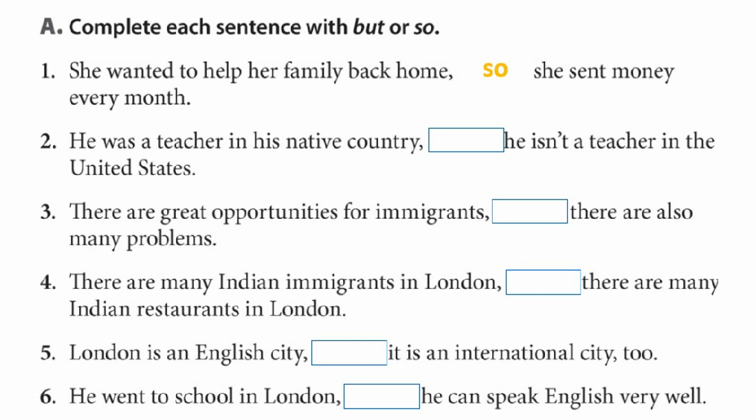And number 2 we can read, he was a teacher in his native country. He isn't a teacher in the United States. So he was a teacher in his country but he is not a teacher in the United States. So therefore we need to use but.